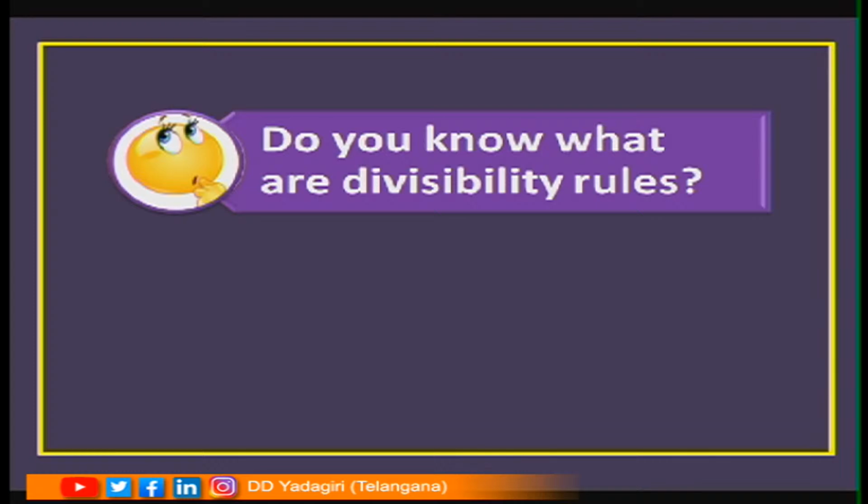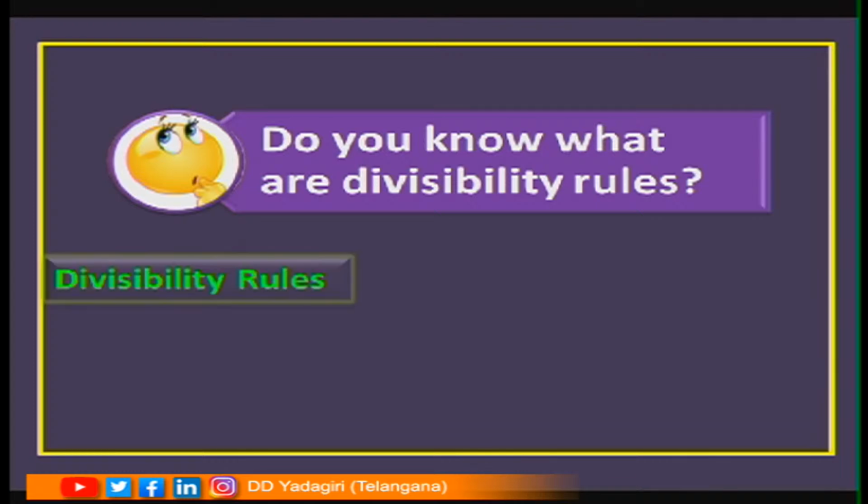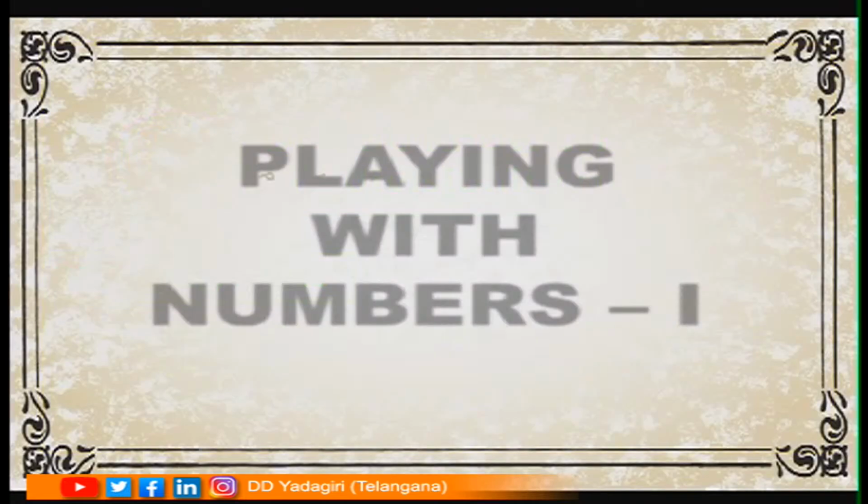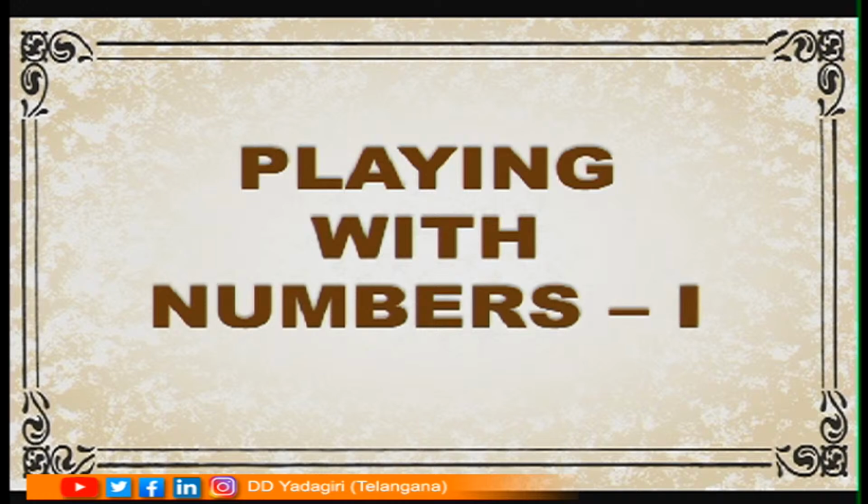Okay, children. But do you know what divisibility rules are? The divisibility rules help us in finding whether a given number is divisible by another number or not without doing division. We are not going to perform any division, children. Without actual division, we are going to tell whether that number is divisible by any given number or not.